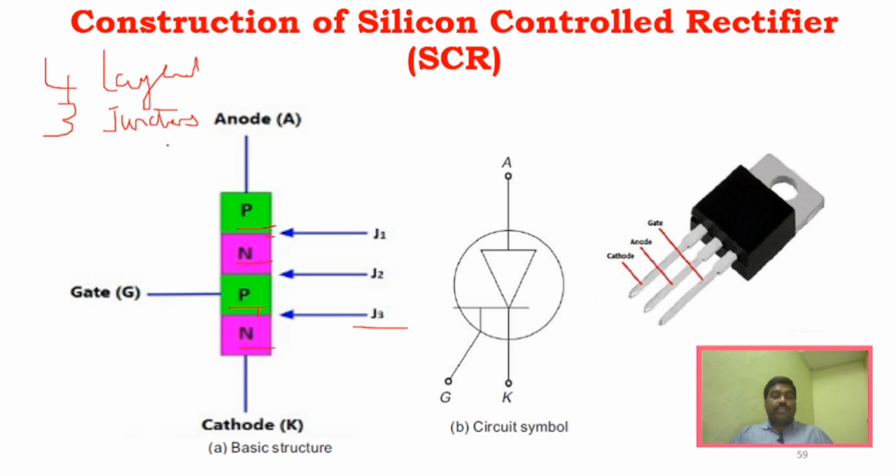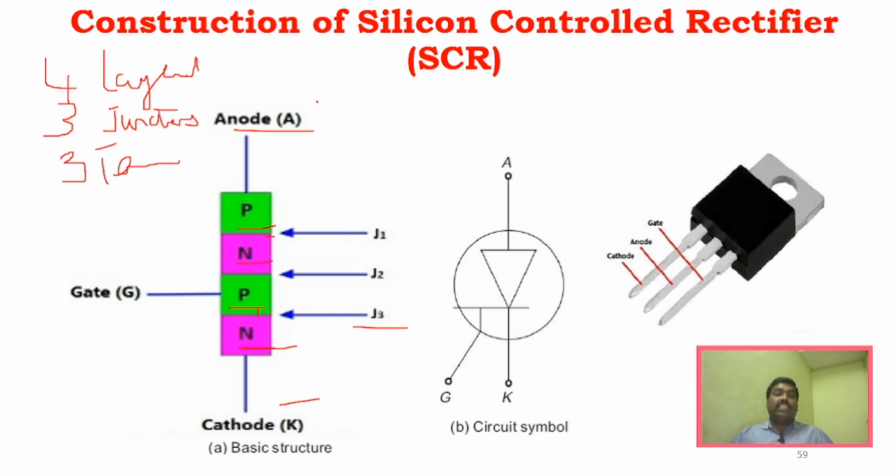Three junctions, right? And it has three terminals, right? The anode, it is the positive electrode which is in this particular P layer, the end P layer, right? That is where anode is connected. The end N layer is where cathode is connected, whereas this is the negative electrode. And the gate is connected to the second P layer, which is nearer to the cathode, right? So it has three terminals.